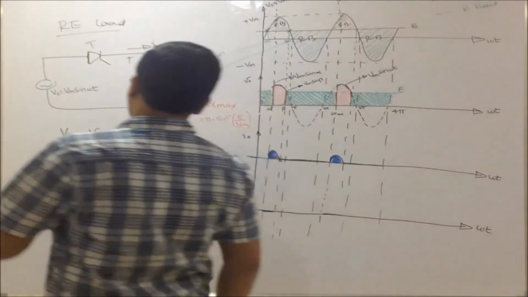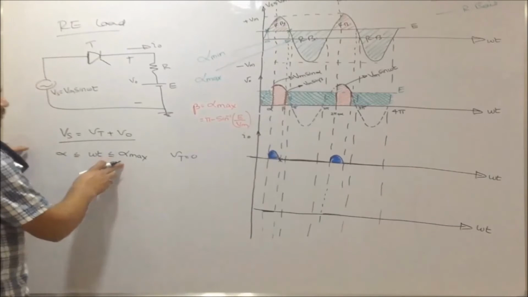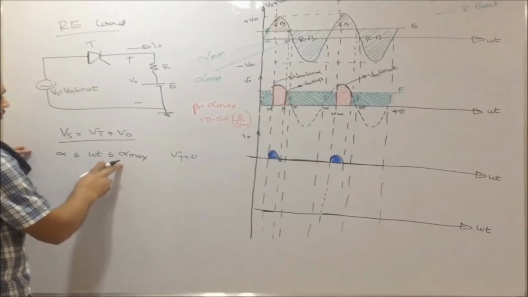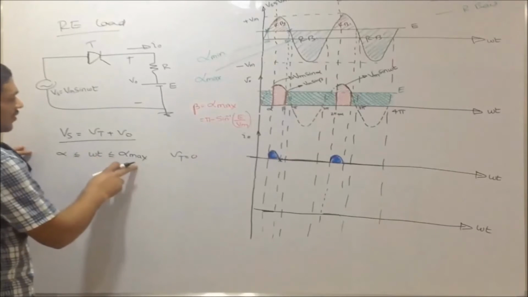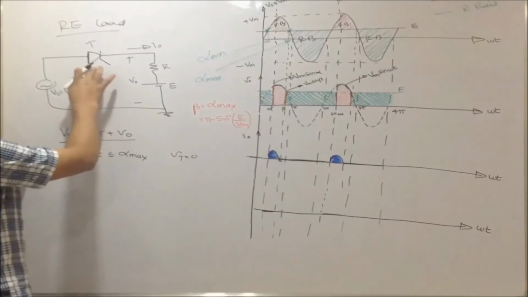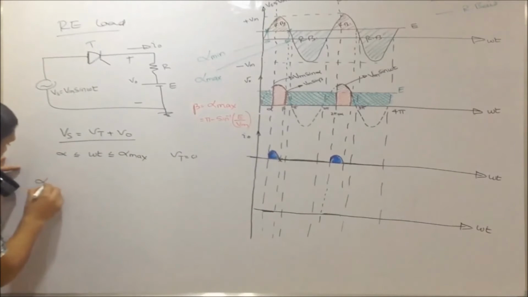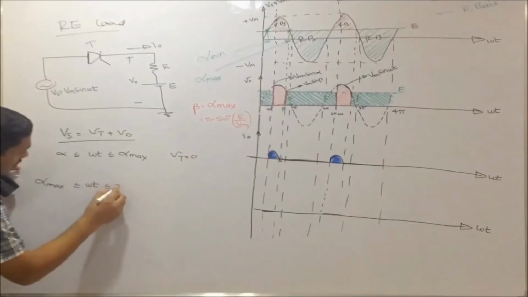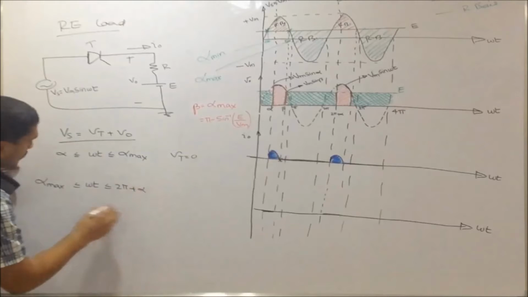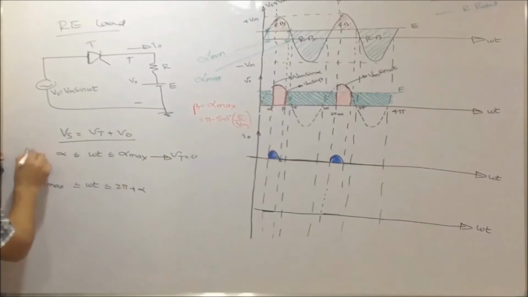Now, two cases. Consider alpha less than or equal to omega t less than or equal to alpha max. In this portion, my SCR conducts. When it conducts, Vt is 0. The other case is alpha max less than or equal to omega t less than or equal to 2 pi plus alpha. Okay, in this part, it is 0. This is case 1. In case 2, you see what happens.